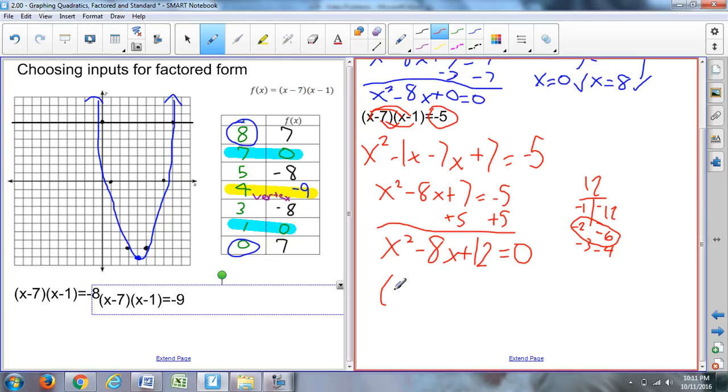So this would factor as x minus 2 times x minus 6 equals 0. So x would have to equal 2, and x would equal 6.